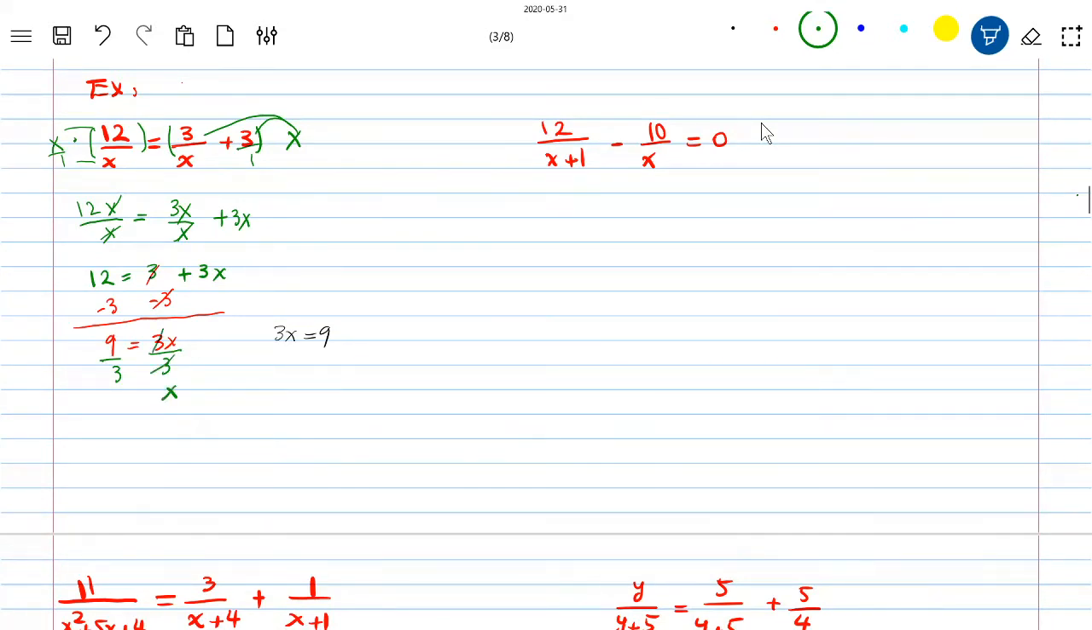Cancel out. So what do I end up with? x equals 9 divided by 3. This is a possible solution. x equals 3 is a possible solution. How do I make sure that it is a solution? Check it back into the equation.